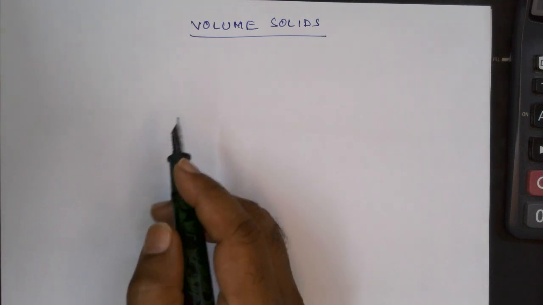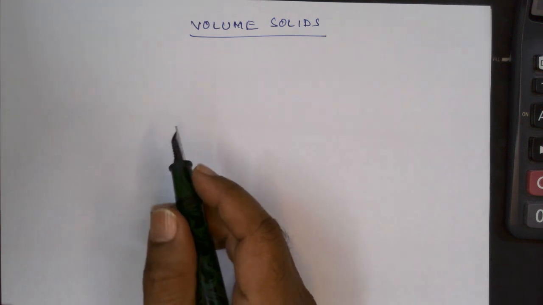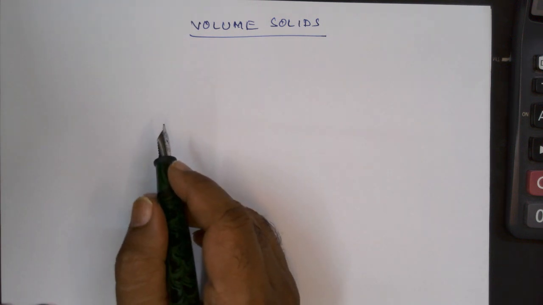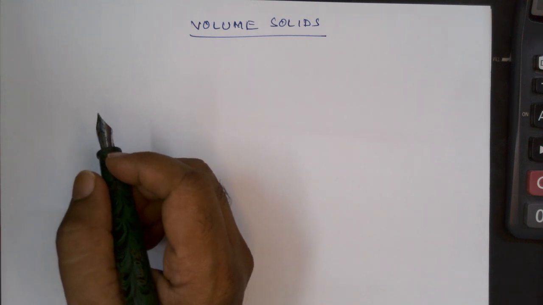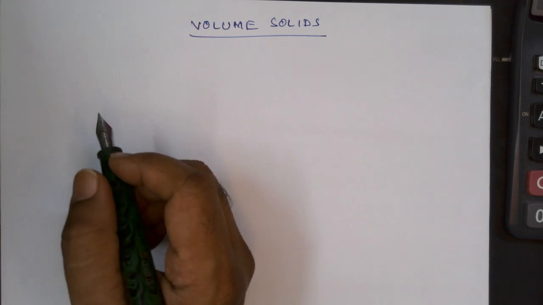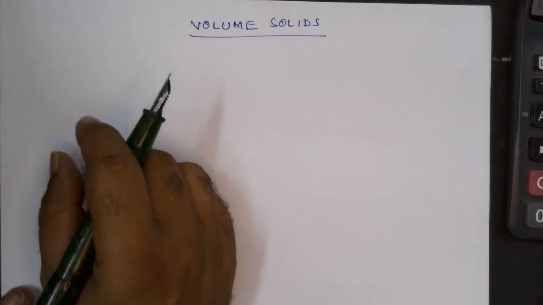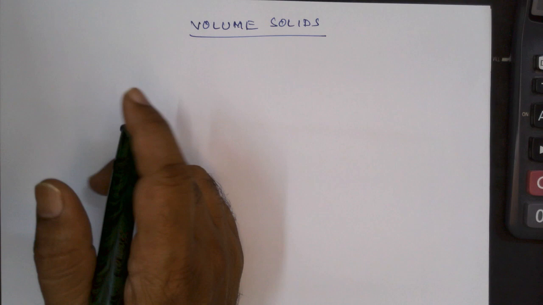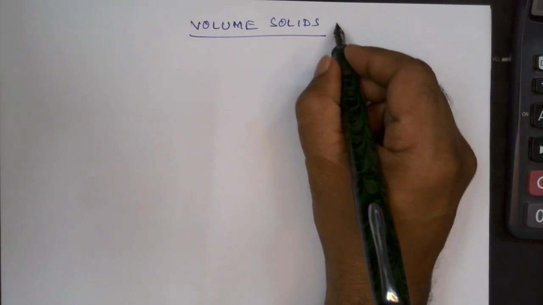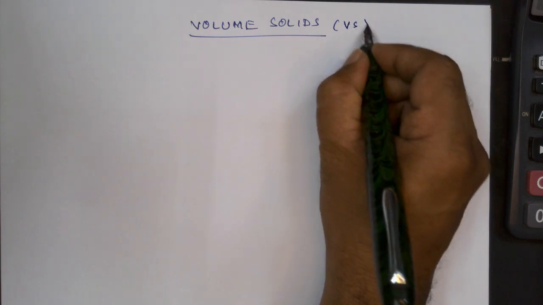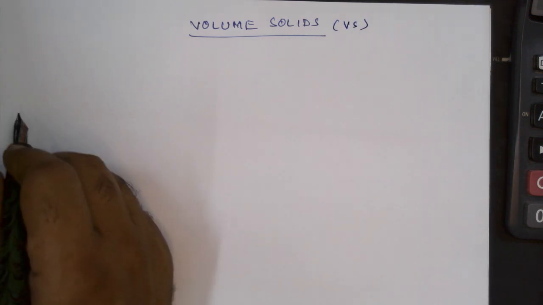The volume solids of a paint is a very good measure of the paint's quality compared to another brand. So this is a very important term used to determine the quality of a paint. For example, this can be simply called VS, volume solid. This is usually represented in terms of percentage.